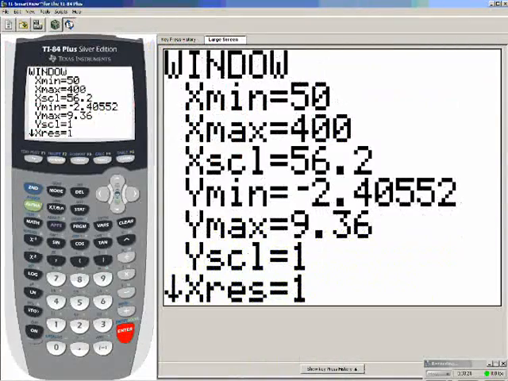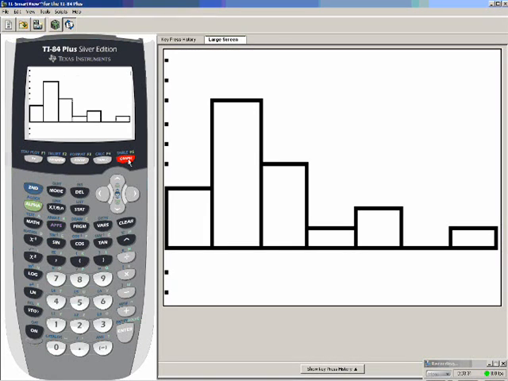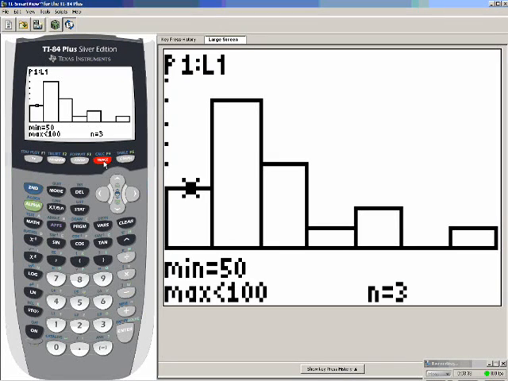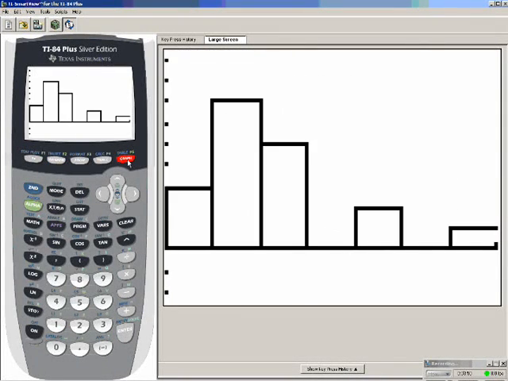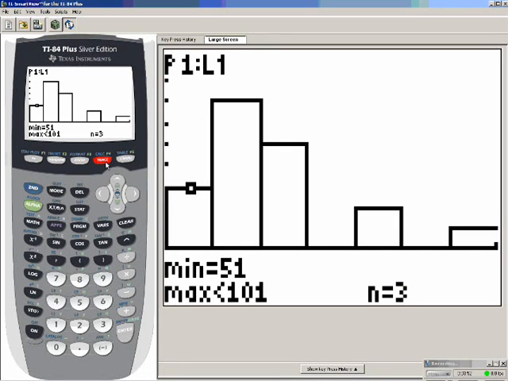Now our X scale is what's going to set our class width. We went by 50, so let's go ahead and set that at 50, hit enter, and now graph again, and it should look a lot more like the histogram that we produced. Now when we hit trace and we go along here, it tells us that we are going from 50 up to 100. Actually, let me change that. We went from 51 on ours, so let's change that to 51. Now when I hit trace, it goes from 51 to less than 101, which is the same as less than or equal to 100, which is what our class widths were.